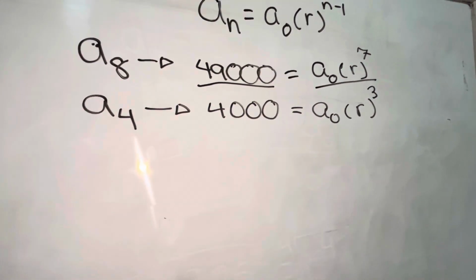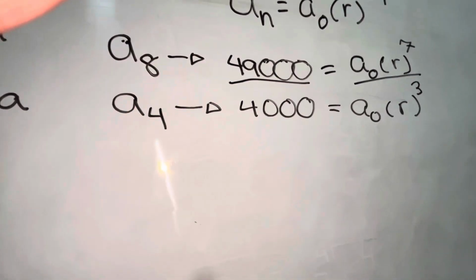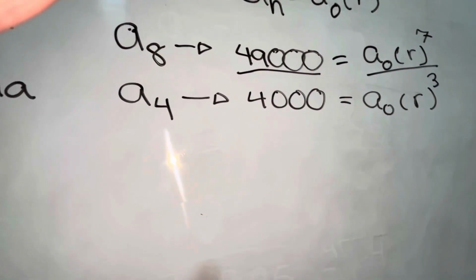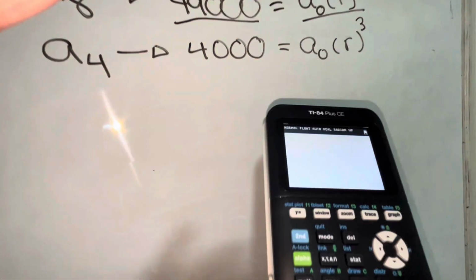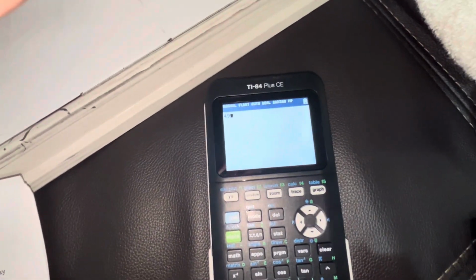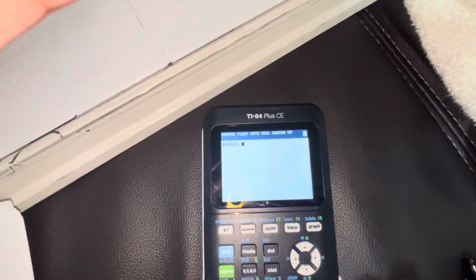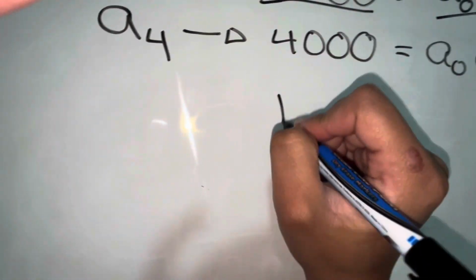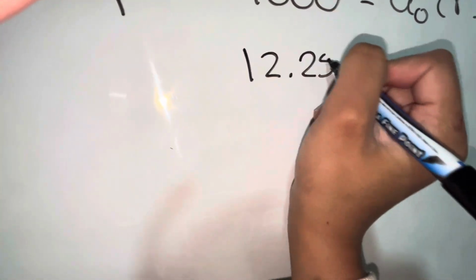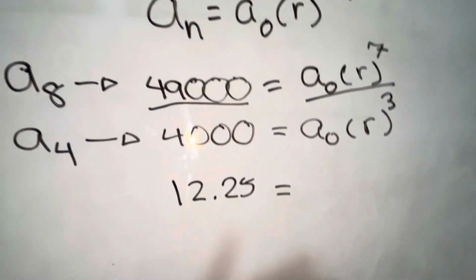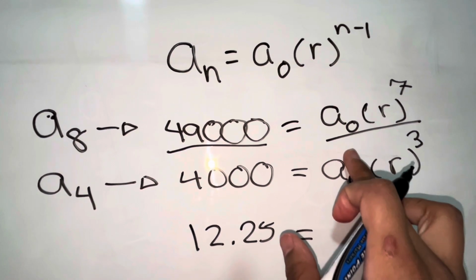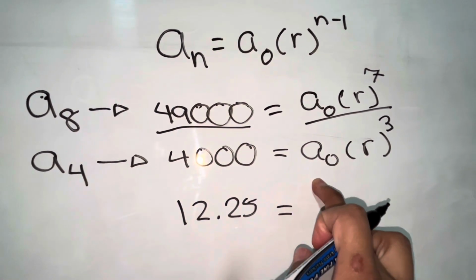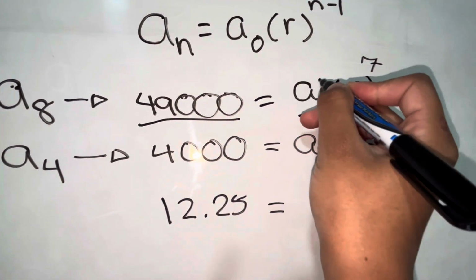So let's put this into our calculators, which is what you're going to need for this problem. What is 49,000 divided by 4,000? Let's check it. You get 12.25. So you put 12.25 over here. Now how do we figure out the rest? Because there's only one a_0 on the top and one on the bottom, they cancel each other out.